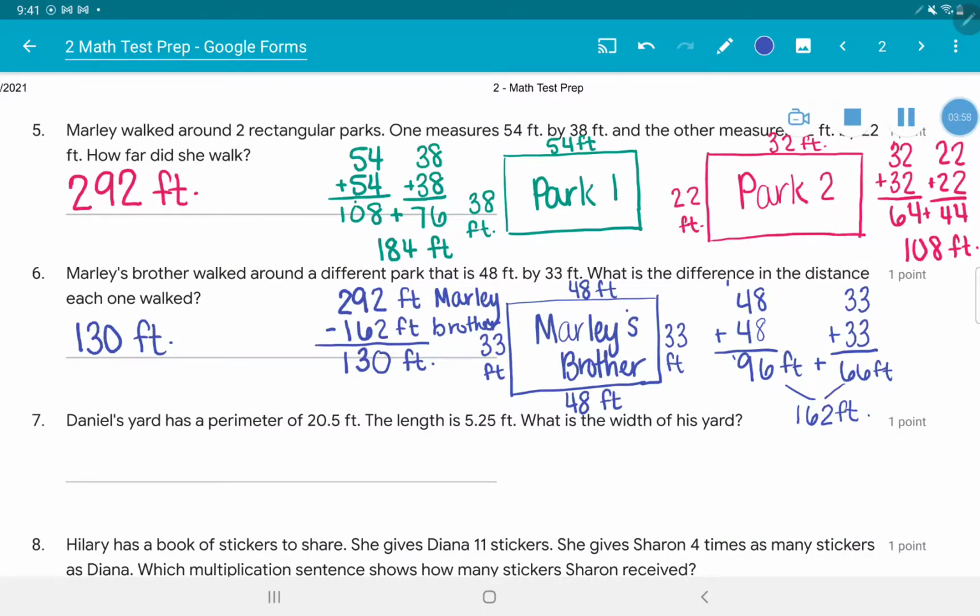So what am I going to do to the two distances that they walked, Christopher? You're supposed to subtract it. Okay, and if I subtract 292 minus 162, it's a 0 and I get 130 what? Feet. 130 feet. I got that because when I got my answer 162 and I put 292 on the subtraction problem, I already knew that 2 minus 2 would be 0 and then 9 minus 6 would be 3.